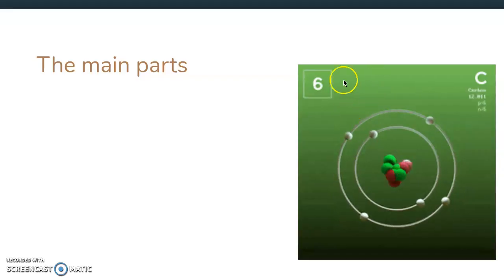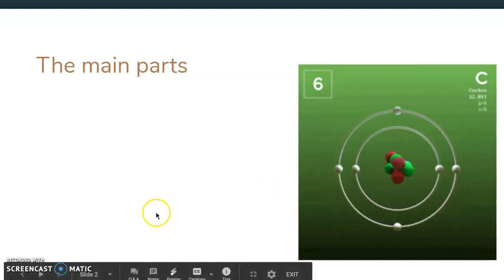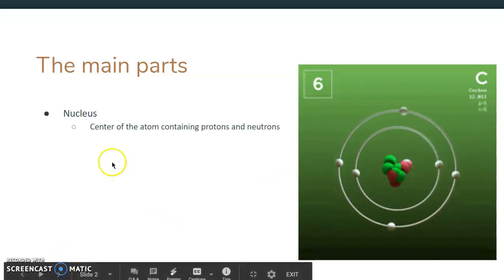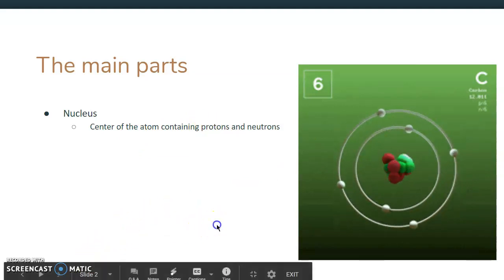This is for our carbon element, and inside this we have an atom, or this is an example of an atom. So the atom has four important pieces. We have the nucleus, which is this center. At the center, it contains the protons and neutrons. Well, what is a proton and neutron, you may be wondering?